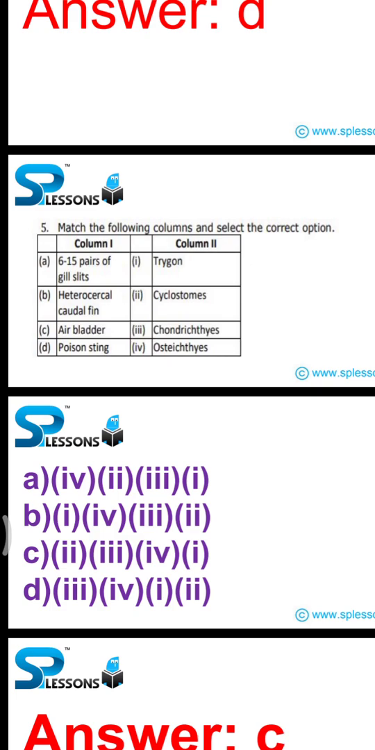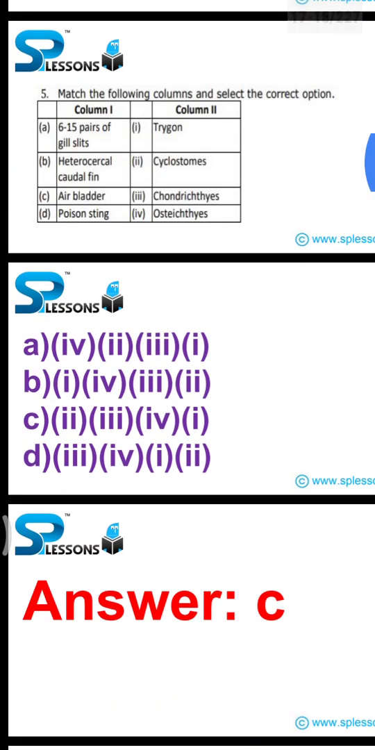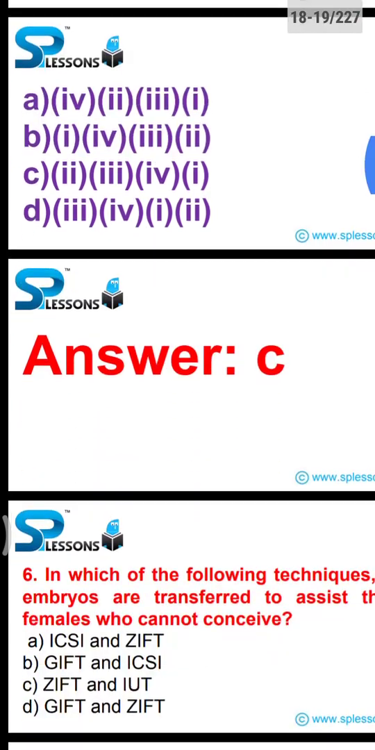Fifth question, again match the following, column 1 and column 2. In column 1 we have option A 15 pairs of gill slits, option B heterocercal caudal fin, option C air bladder, option D poison sting. In column 2 we have Roman number 1 trygon, Roman number 2 cyclostomes, Roman number 3 chondrichthyes, 4 osteichthyes. So option A 4231, option B 1432, option C 2341, option D 3412. And the answer is option C 2341.